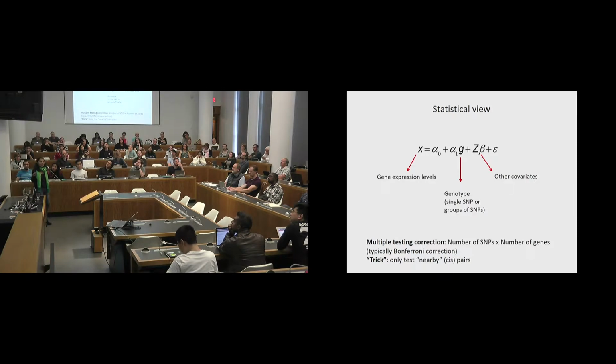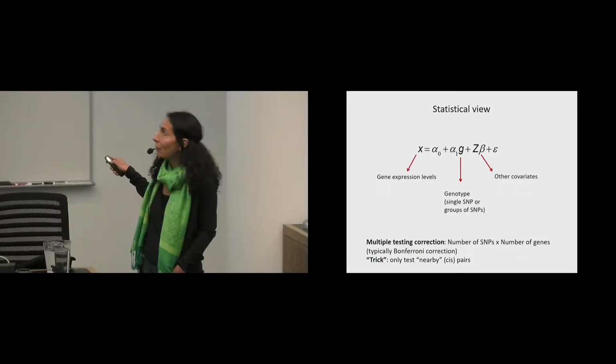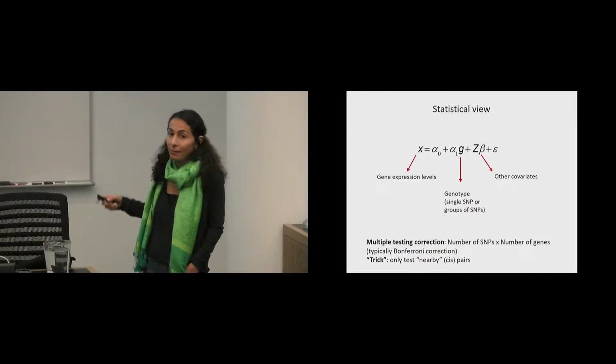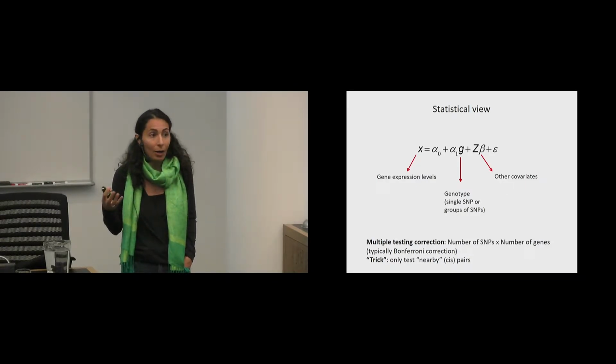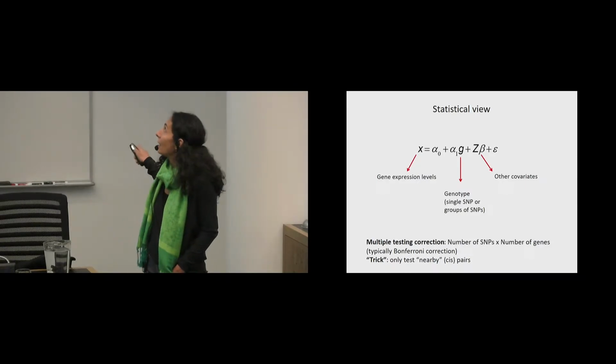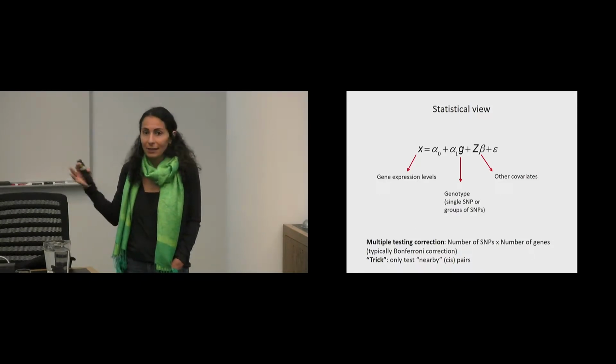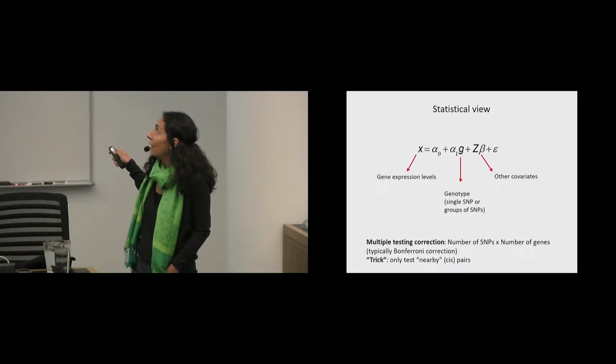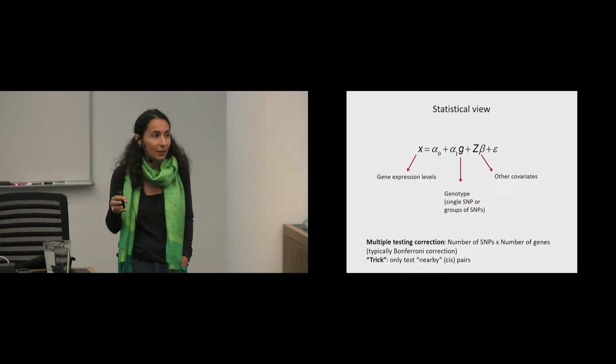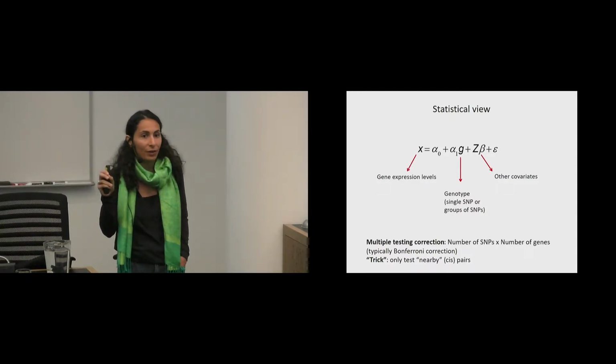From a statistical point of view, this is actually pretty simple. We just need the right data to do this. What you can do is model gene expression level as a function of typically the genotype of one SNP at a time and a bunch of other covariates that you can adjust for. And through this simple statistical model, you can figure out which associations are significant by analyzing the coefficient.